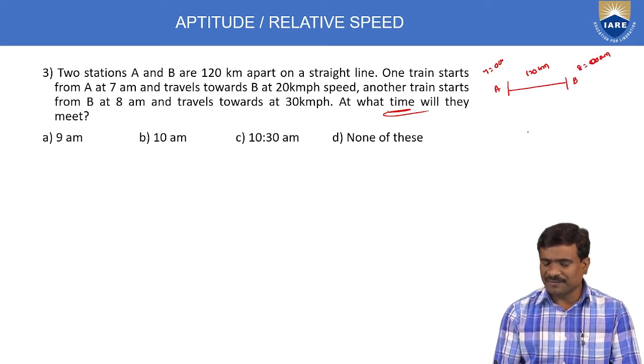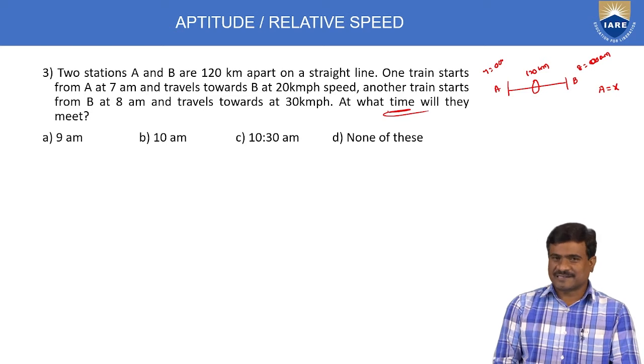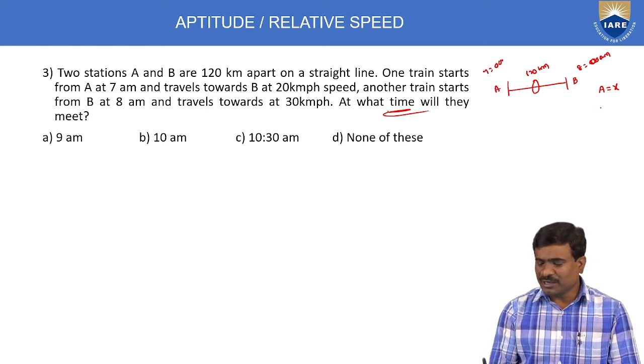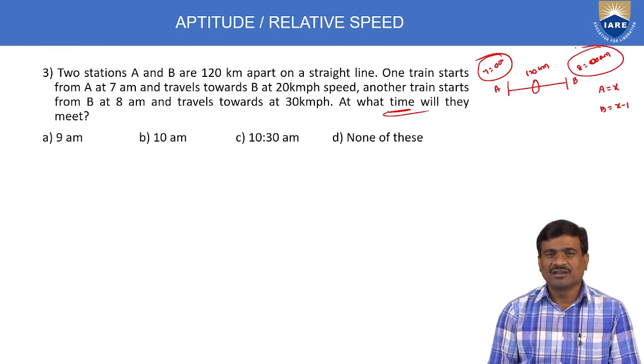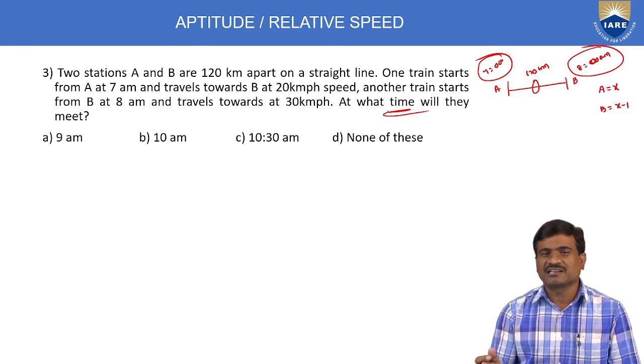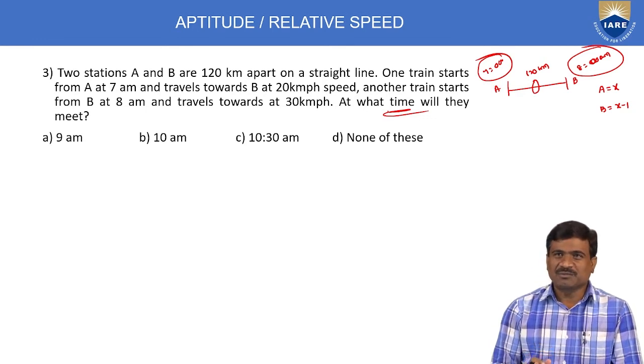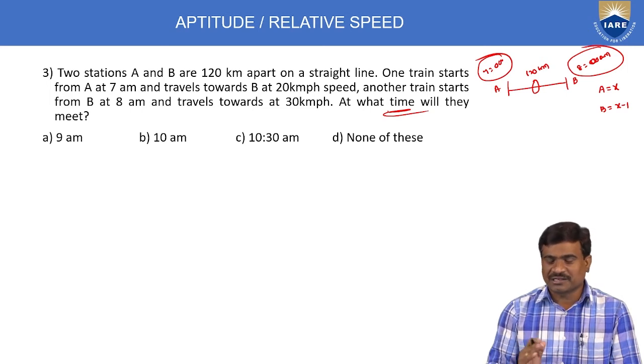Next method: suppose A's time up to the meeting point is considered X. Then B's time up to the meeting point is X minus 1, because A's starting time is 7 am and B's starting time is 8 am. The time gap between A and B is 1 hour. Therefore, B's time is X minus 1. Here B's time is 1 hour less than A's time.